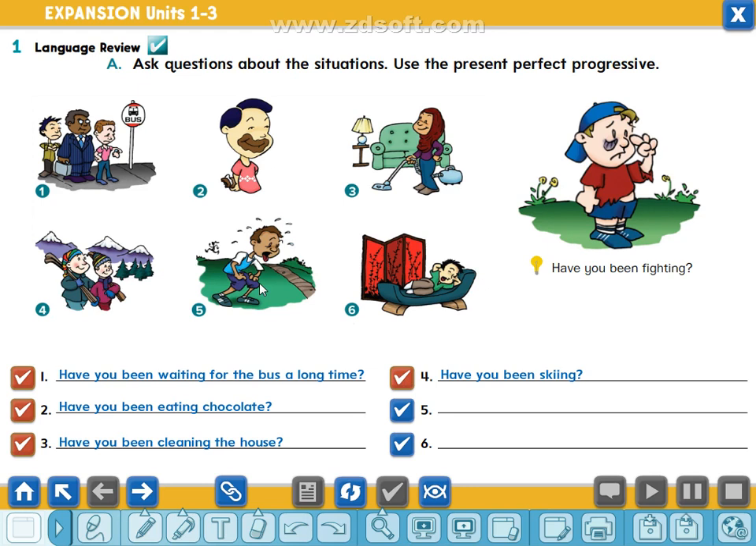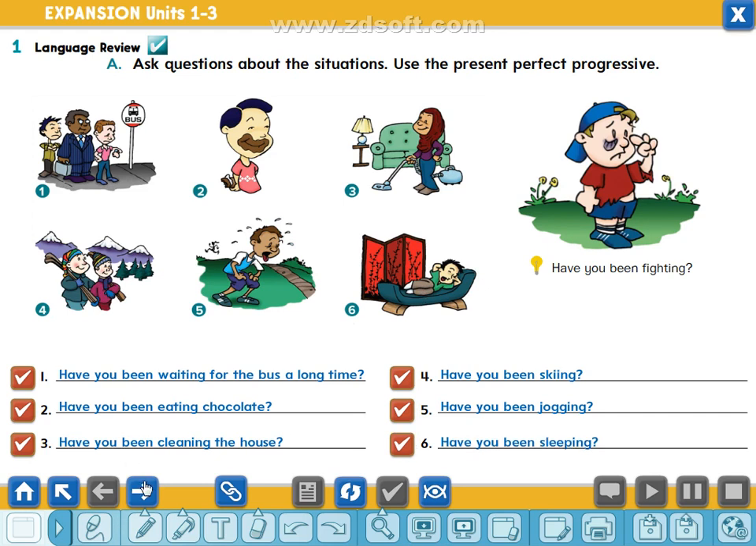Picture 5. A boy is out of breath. So the possible question is, have you been jogging? The last picture, what can you see? A boy is sleeping. You can ask him in the present perfect progressive, have you been sleeping?